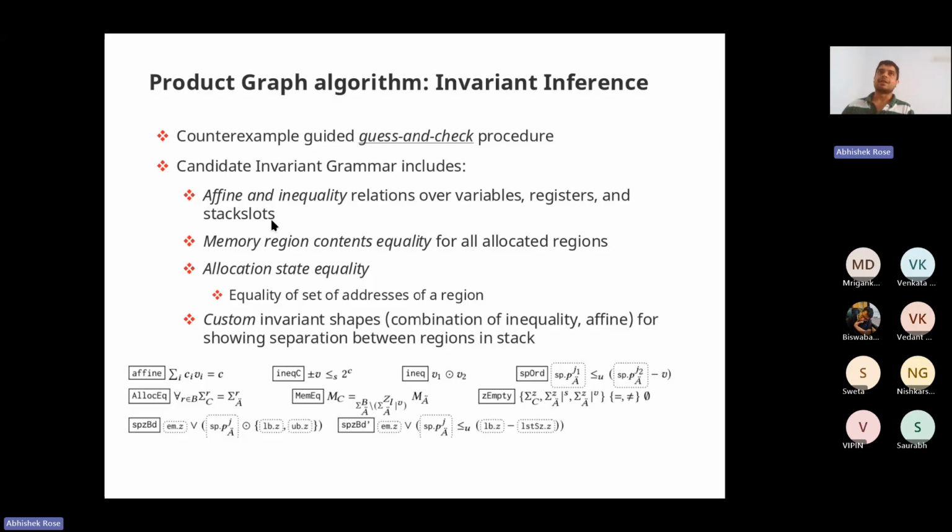So the shapes that we have are affine shapes. For example, we have sigma over i of ci times vi equals c. So it's an affine shape. Then you have inequality, where the variable is less than a certain power of c. Then inequality where the relation is between two variables, and certain shapes particular to our well-formedness constraints. They are discussed in the paper.